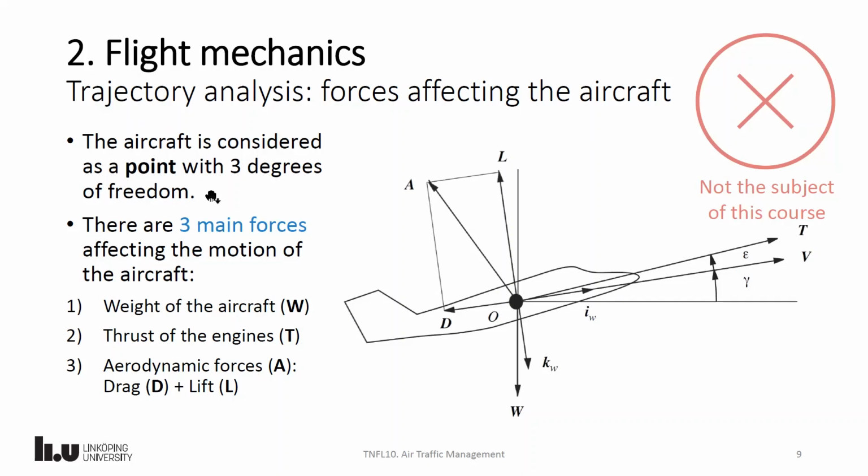So in flight mechanics, the aircraft is considered a point at the center of gravity, which has 3 degrees of freedom, and there are 3 main forces that affect the aircraft. The first one is, of course, the aircraft weight, which is pointing to the earth. Then we have the thrust of the engines that goes in the same direction as the velocity of the aircraft, and also we have the aerodynamic forces, which is what allows the aircraft to fly.